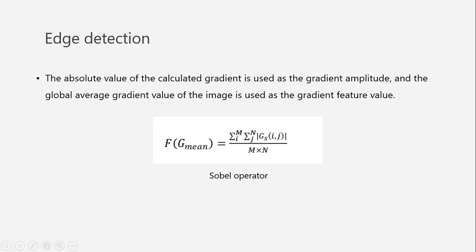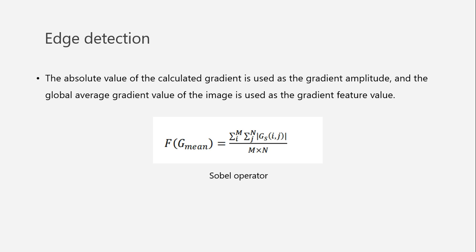Then is the edge detection. We use the Sobel operator for edge detection. The calculated local gradient value is a vector. The absolute value of it is used as the gradient amplitude, and the global average gradient value of the image is used as the gradient feature value, which is defined by the function on this page.